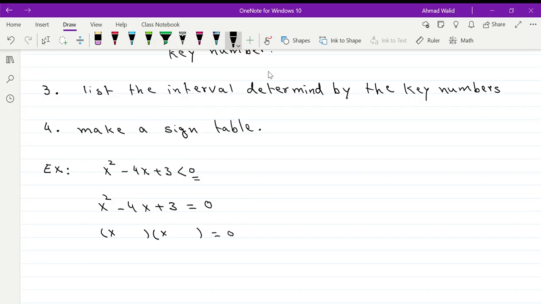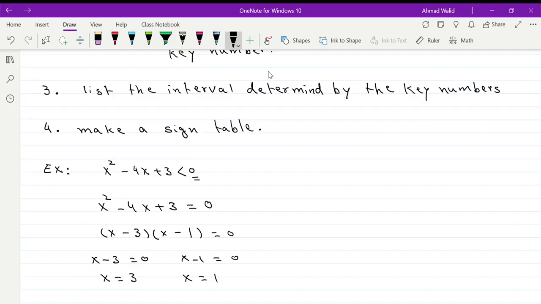Possible factors of 3 are 3 and 1, correct? Both of them should be negative to give you plus 3 and negative 4. Now set each parenthesis equal to 0. x minus 3 equals 0, it means x equals 3. x minus 1 equals 0, it means x equals 1.